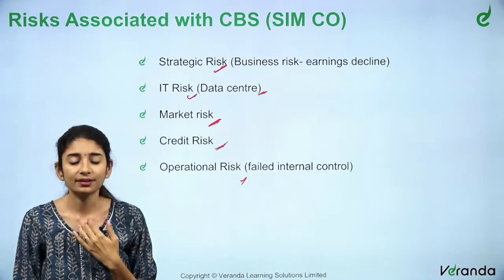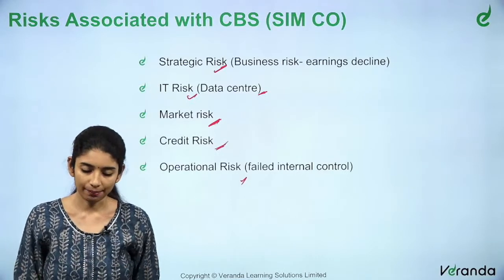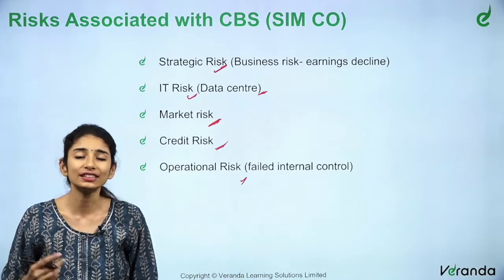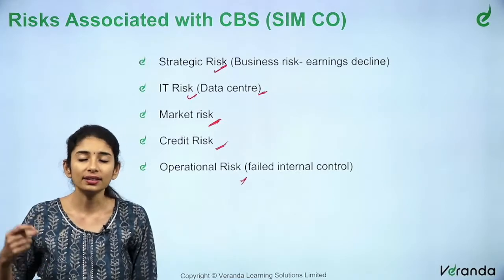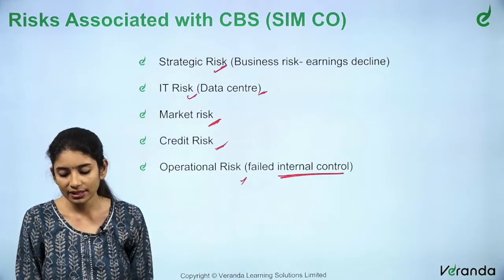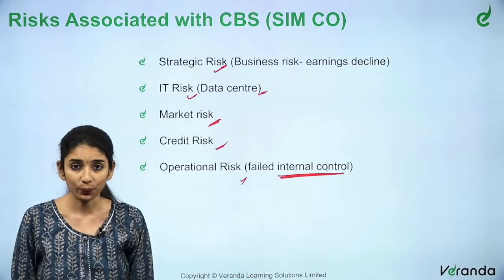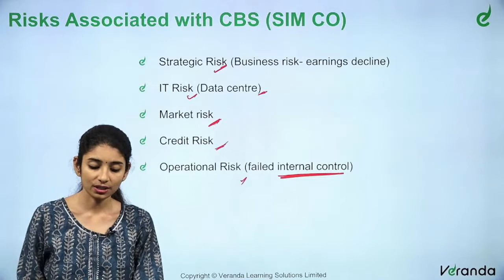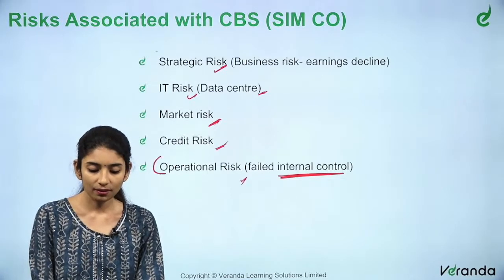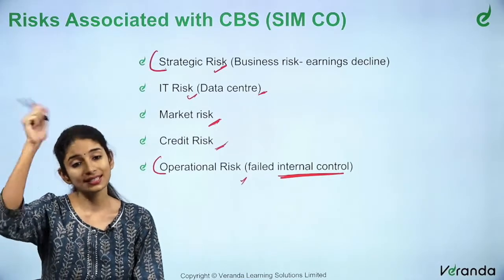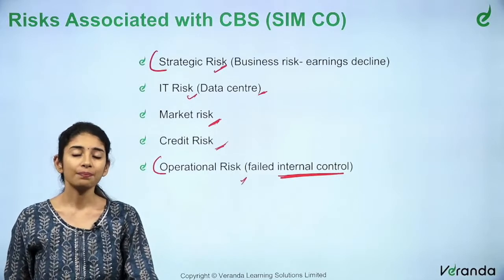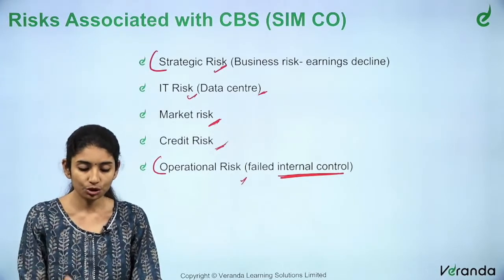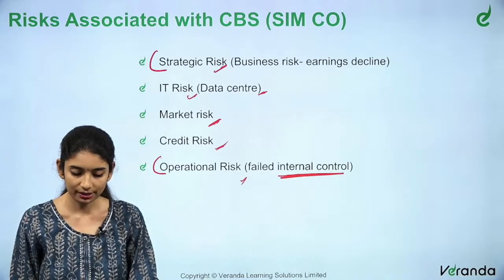Market risk. Credit risk: people are not paying up on time. Operational risk means risks due to failed internal controls. The internal controls in the entity have not been performing well, so there is operational risk. Please recollect, we did this in chapter number 1 also. Under business risk, we did a couple of risks which included strategic and operational risk, right?